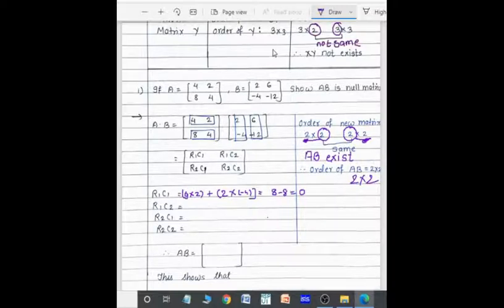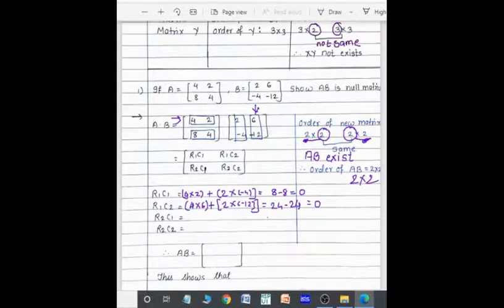Now for R1 C2. For R1, we'll take this row 1 and second column. Multiply this. So what we are going to do is 4 into 6 plus 2 into minus 12. So write down here 4 into 6 plus 2 into minus 12. This way we are going to write. Solve. That is 24 minus 24. Answer is 0.